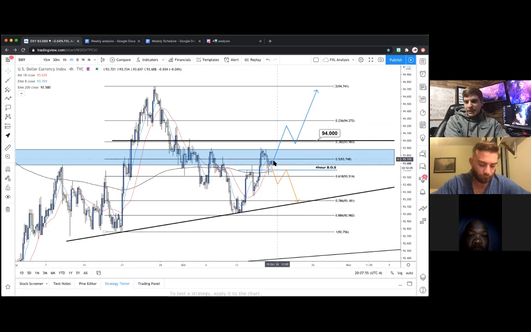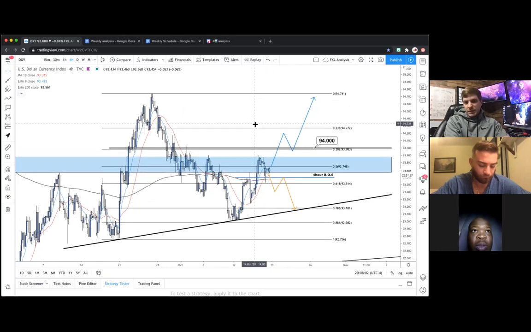I definitely think it's got the momentum to break higher. I mean, we'll see. This is a good volume trend here. Nice break and retest. So we'll see. We definitely could be seeing a nice bullish dollar for the week ahead. All right, so that's DXY.